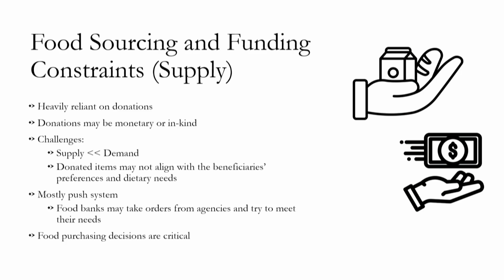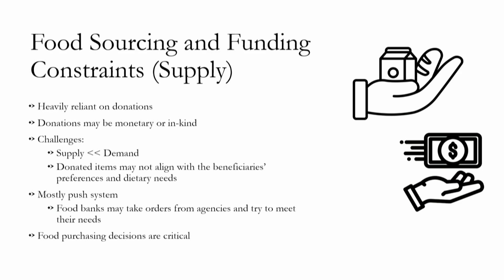However, it is challenging because the donated items that they receive may not always align with the need or dietary preferences of the beneficiaries. And this is mostly a push system. Food banks do collect orders from agencies sometimes, and they do try to meet those orders, but again, they may not be able to do so because they may not know what donations they will receive.